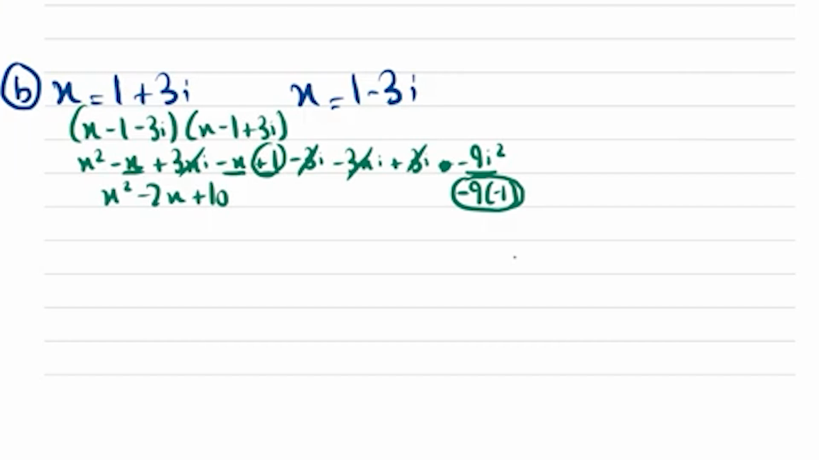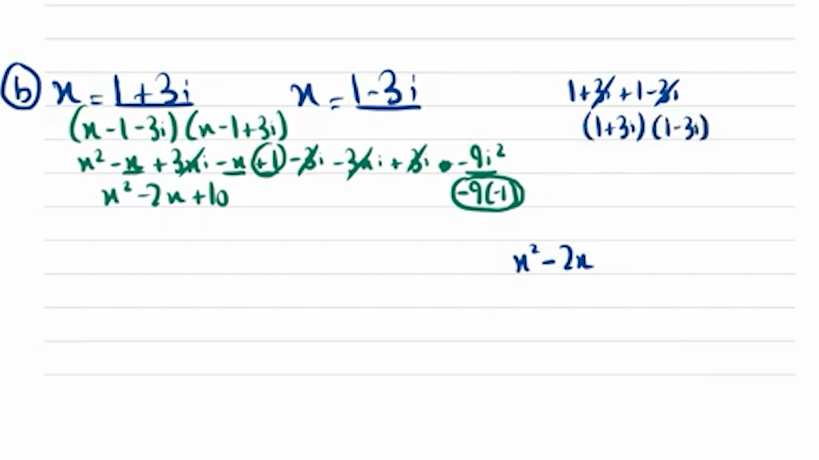So the easy way out, kids: x square minus, what's the sum of the roots? 1 plus 3 iota plus 1 minus 3 iota. You added both roots. This and this cancel out, minus 2x. Then what's the product of both roots? 1 plus 3 iota, 1 minus 3 iota. So 1 square minus 3i whole square. That's 1 minus 9i square. That's 1 plus 9. That's what? 10. Am I getting the same answer? So it's easier this way, right, kids?